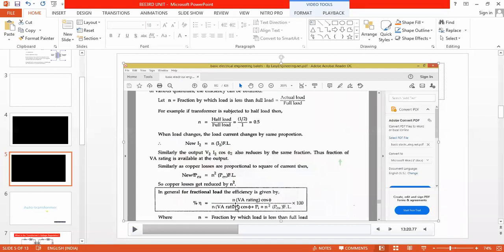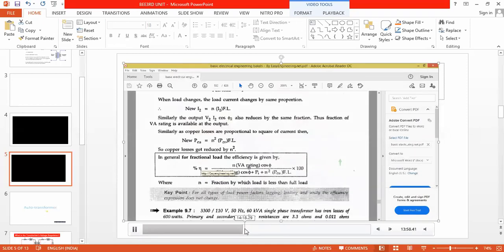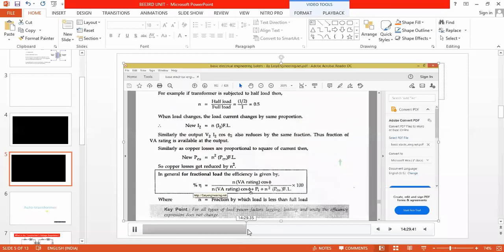Complete formula: VA rating into cos theta, divided by VA rating into cos theta plus iron loss plus copper loss. Okay, right. So you'll become perfect. No need to worry. It is the most difficult topic in the unit. I will explain with the problem.